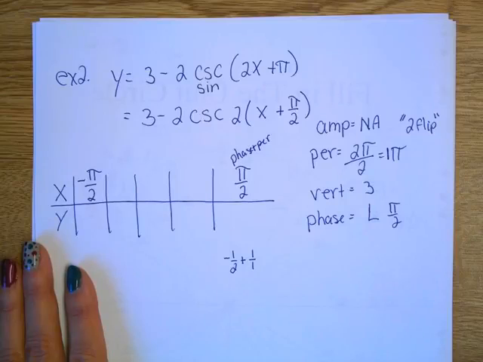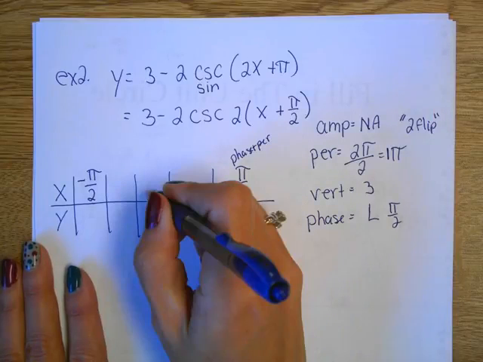Wait, why is it pi over 2? That's what negative 1 half plus 1 equals. Oh, you have to throw in the negative? Well, yes. We have been for 2 days now. So the middle is 0. The middle is 0.